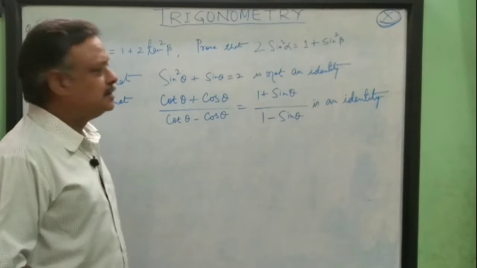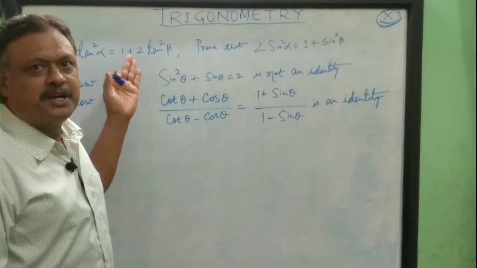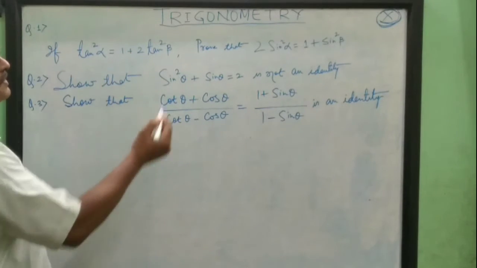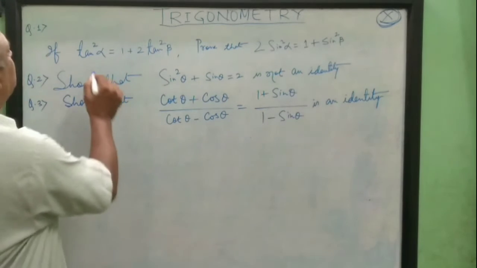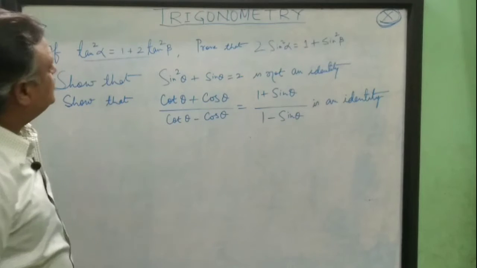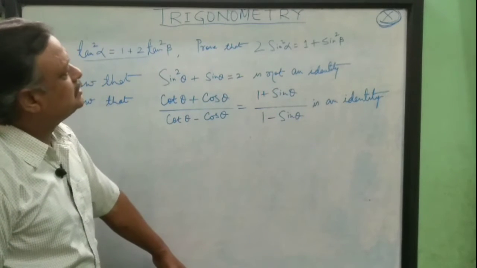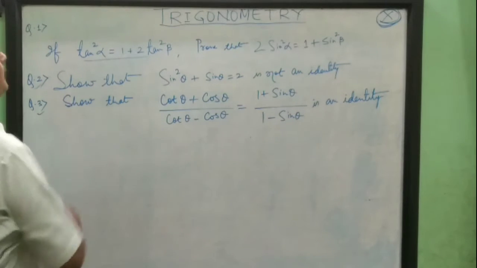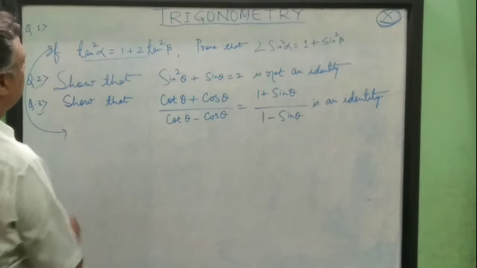Hello children, again I am doing some questions of trigonometrical identity. This time I have taken some different type of questions. Question number 1 is, if tan square alpha is equal to 1 plus 2 tan square beta, then prove that 2 sin square alpha is equal to 1 plus sin square beta. So at first let us start from question number 1.